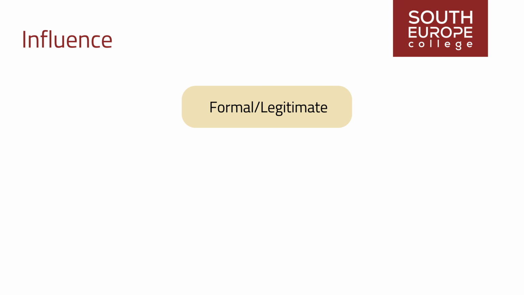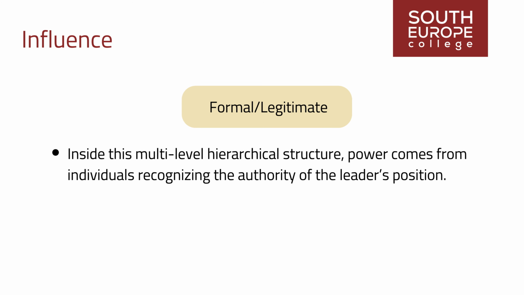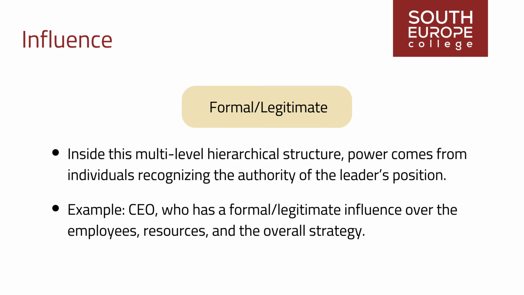Formal, legitimate. Formal influence is the classic supervised structure, though there may be more than one leader over each individual. Inside this multi-level hierarchical structure, power comes from individuals recognizing the authority of the leader's position. A well-known example is the CEO, who has a formal, legitimate influence over the employees, resources, and overall strategy the company must follow.